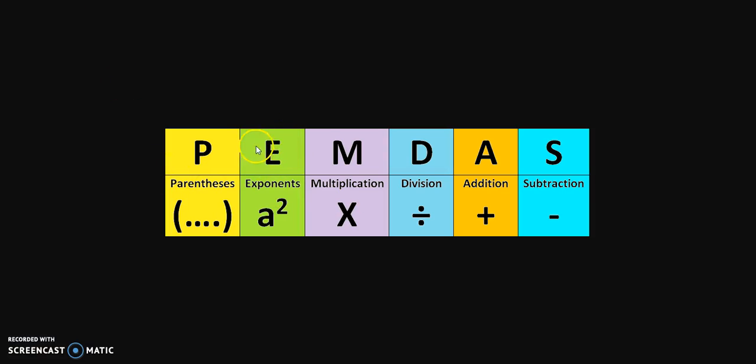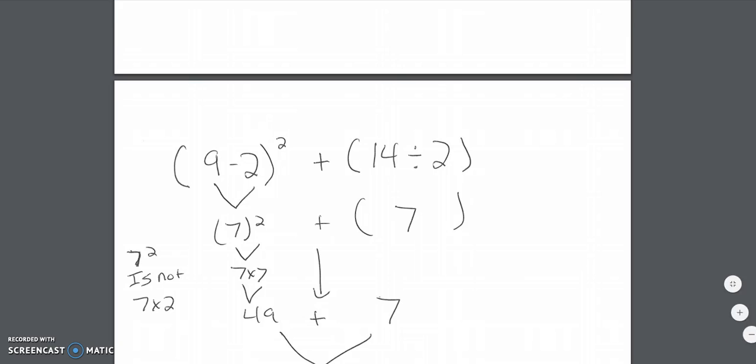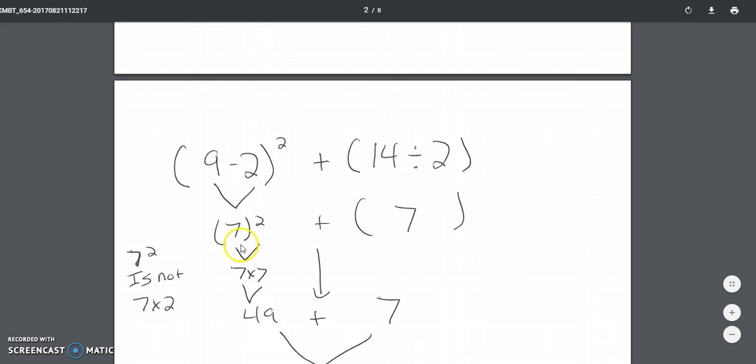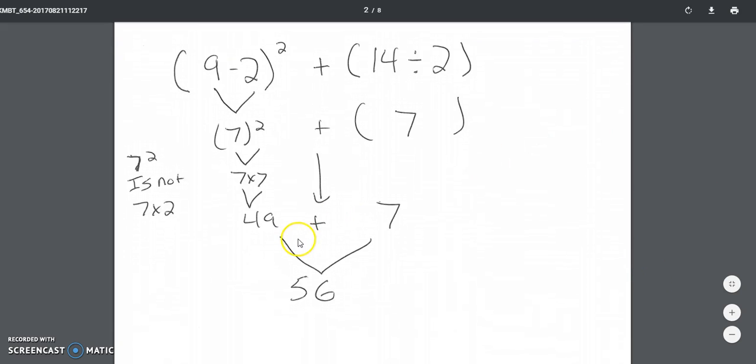Here's your next thing with PEMDAS, is your exponents. I have to do that next. I cannot multiply and divide. I cannot do anything until my exponents are done. So I'm going to treat this as 7 times 7, which is 49. So I now have 49 plus 7. Well, no multiplying and dividing, so I'm left with adding and subtracting, and you see 56.